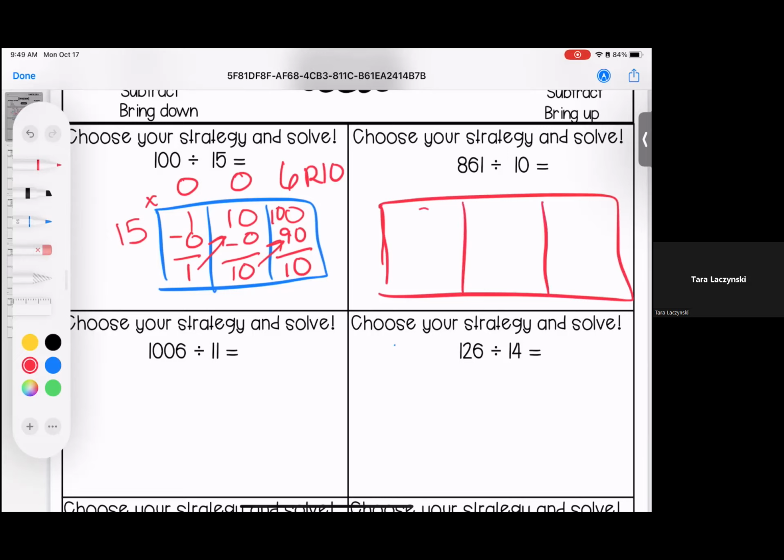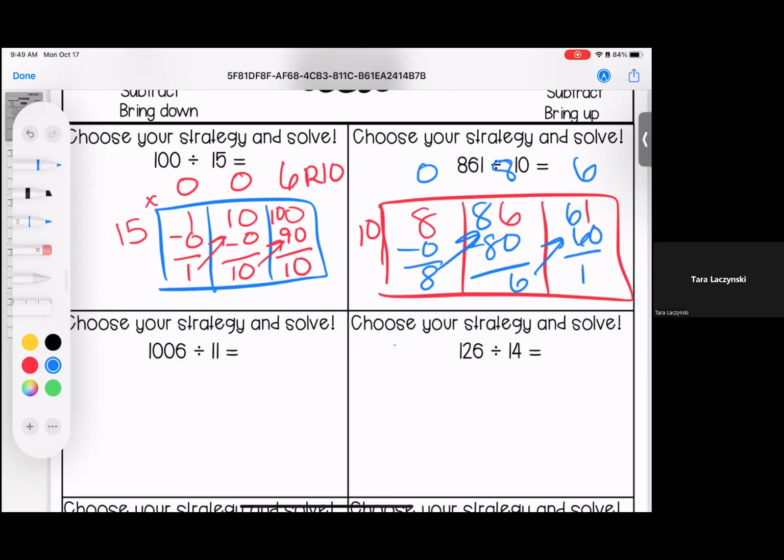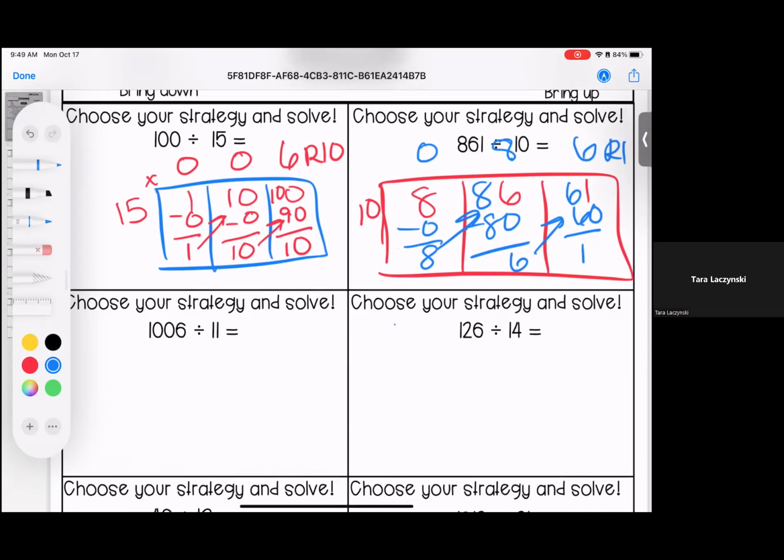Next one is 861 divided by 10. 10 does not go into 8. It does go into 86. It can go in 8 times. 8 times 10 is 80. Subtract for 6, bring it next door. 10's going to go into 61 6 times. 6 times 10 is 60. 86 with a remainder of 1.